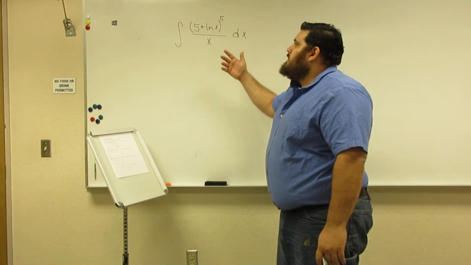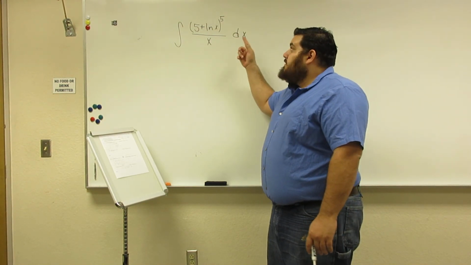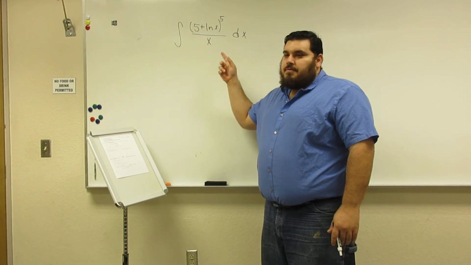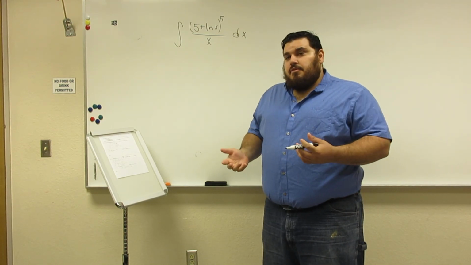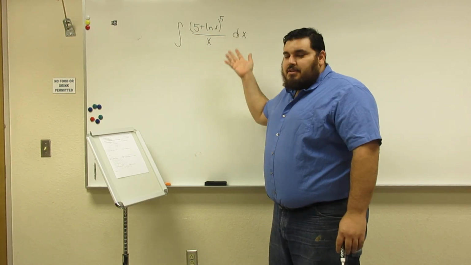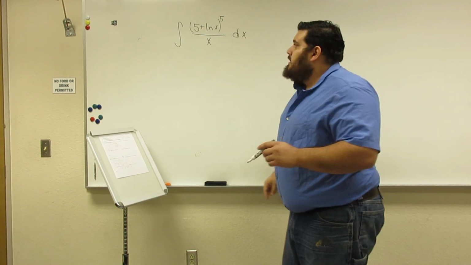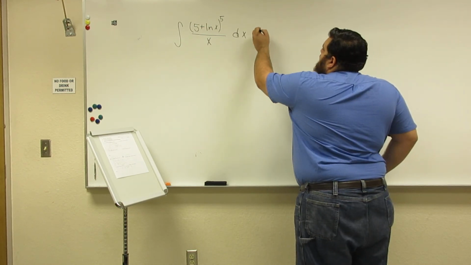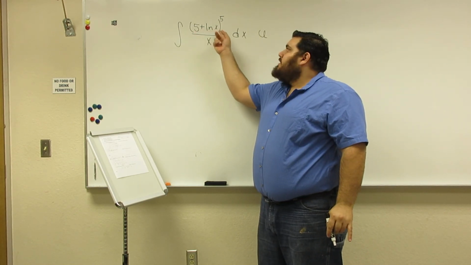Our first question is the integration of (5 plus the ln of x) raised to the 5th power all over x. Now, one way to know that we can use U substitution is by looking at the problem and realizing that we don't have a basic integration rule for this setup. But if we dig a little deeper, we can see that we have a function that is differentiable here, 5 plus ln of x.